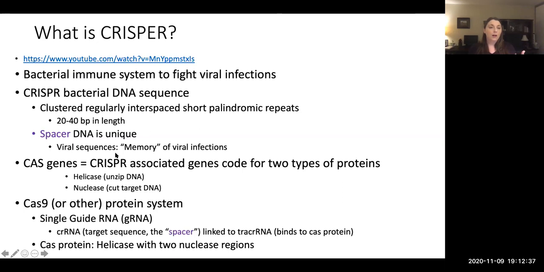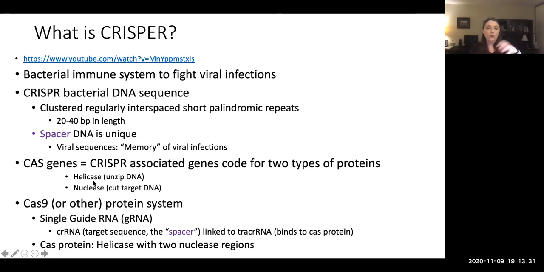Okay, so that's the first part. Then what we found is that a little bit upstream of these CRISPR areas are actually a related set of genes called the Cas genes because it's CRISPR associated genes, and in particular, the CRISPR associated genes code for the protein that becomes the active agent to destroy the virus. So the two genes in particular, the two Cas genes that we're particularly interested in, are helicase and nuclease.